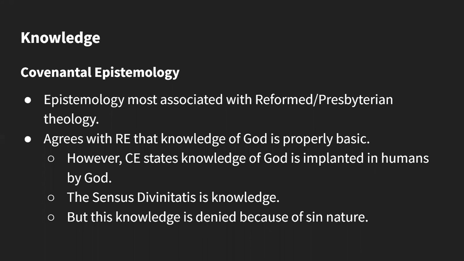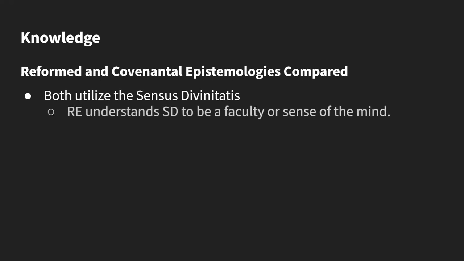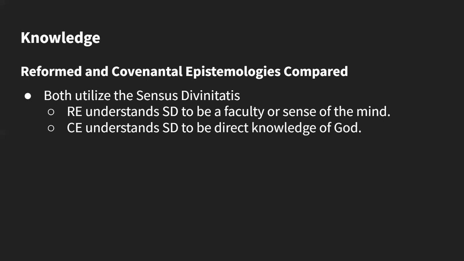But they say that this knowledge is denied because of sin nature, that we are so depraved in our sin that we deny this knowledge. So what I want to do is take a look at how these come together. Reformed and covenantal epistemologies compared. So far, what I've said about covenantal epistemology, I generally agree with. Both utilize the sensus divinitatis, or the divine sense. Reformed epistemology understands the sensus divinitatis to be a faculty or a sense of the mind. It's something that helps us perceive God in nature, in his creation, in his general revelation. Covenantal epistemology understands the divine sense to be direct knowledge of God implanted into us innately.